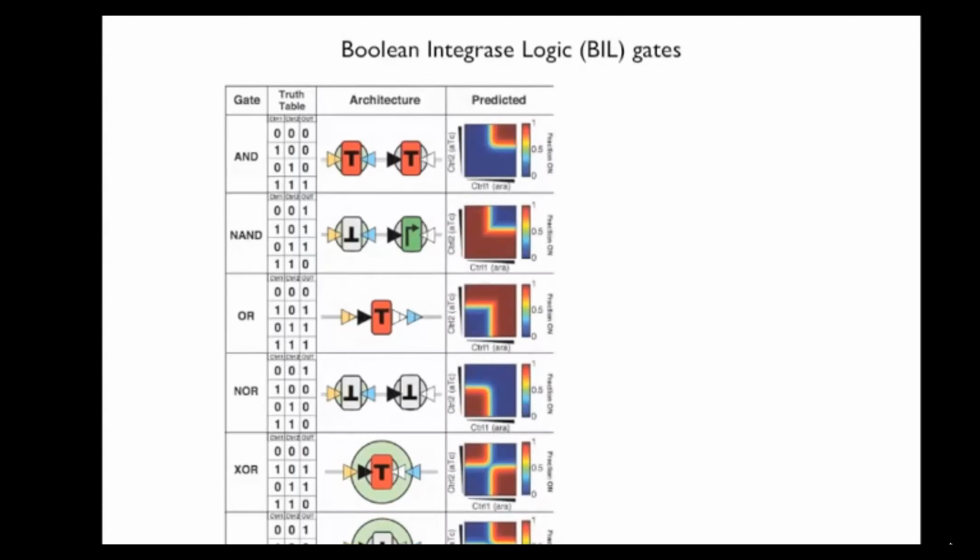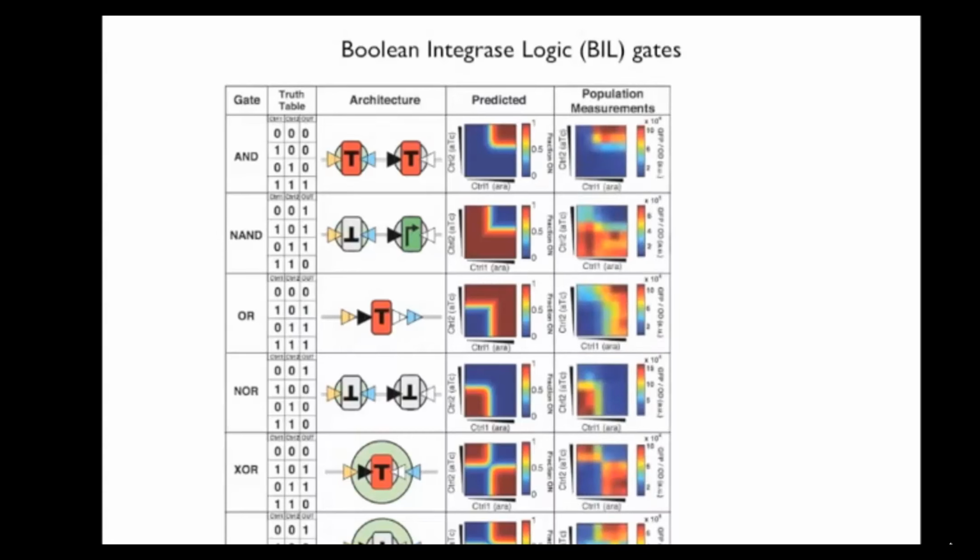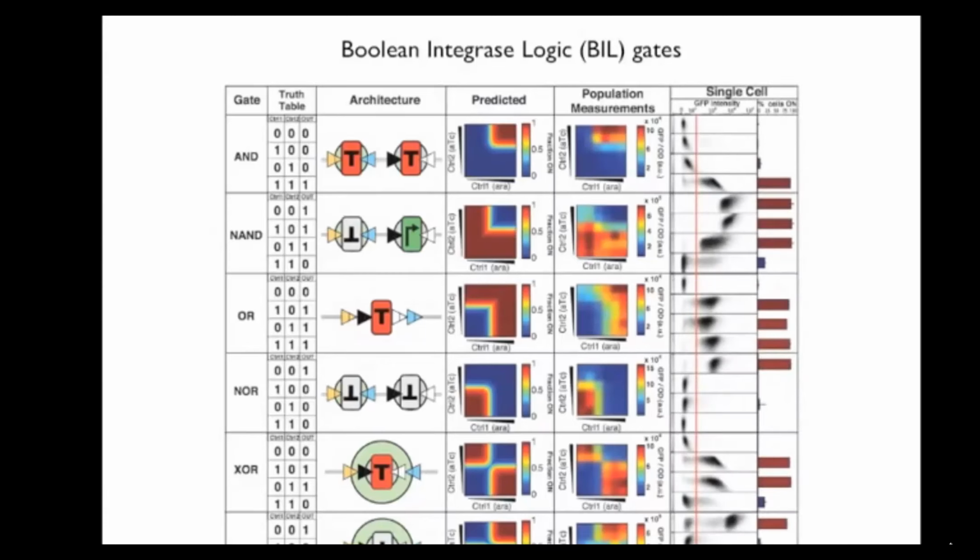Control signal 1 is on the bottom, control signal 2 on the left of each of these simulations, where we're modeling the expected behavior of the device. And when we put them together and test them in a population of cells, we see that the expected pattern, with red representing a high output signal and blue representing a zero or low output signal, matches pretty directly what we would have predicted. If we unpack the population and look at distributions of single cells, we can see that each gate is producing a discretized population where you have low cells for the appropriate states and high cells for the appropriate states.